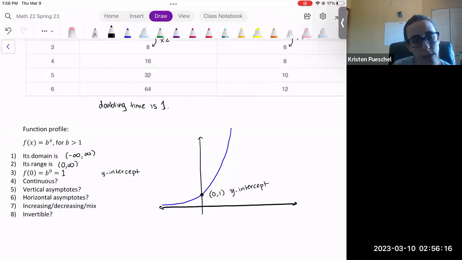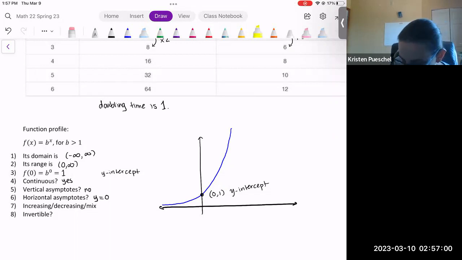These functions don't have any breaks or jumps, so they are continuous. They are defined for all real numbers, so we are going to say that they have no vertical lines that they're getting close to. We'll talk about these asymptotes, which are a feature of a graph, a little bit more later on. They do have a horizontal line that they get close to. This is called a horizontal asymptote, and it's the line y equals 0.